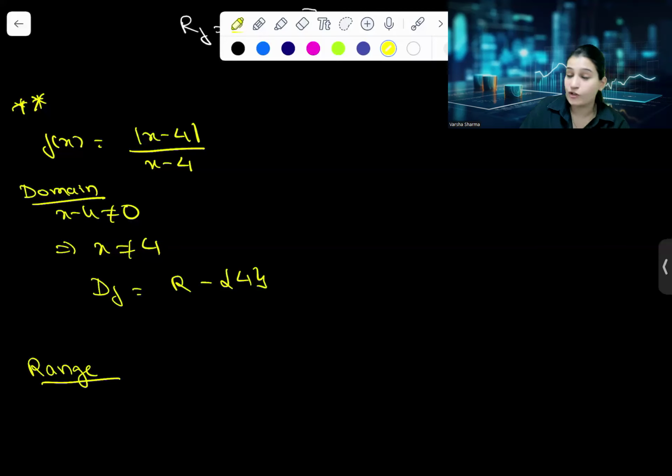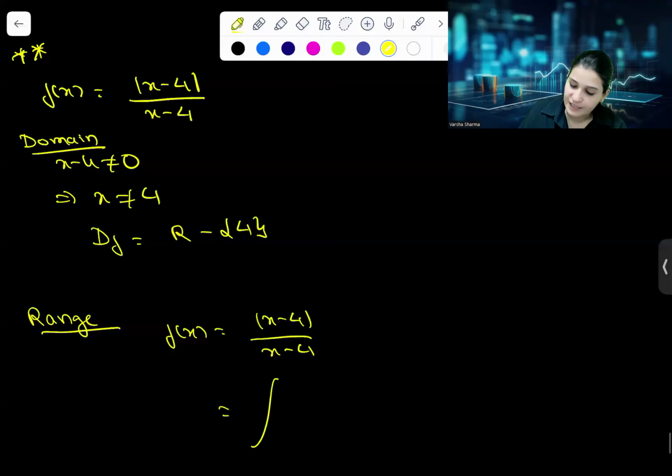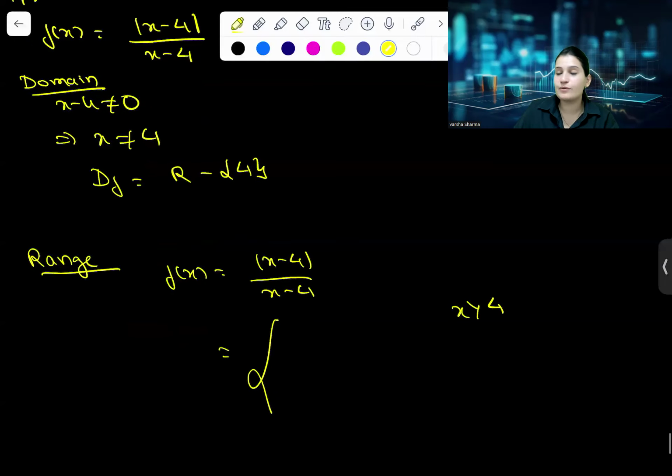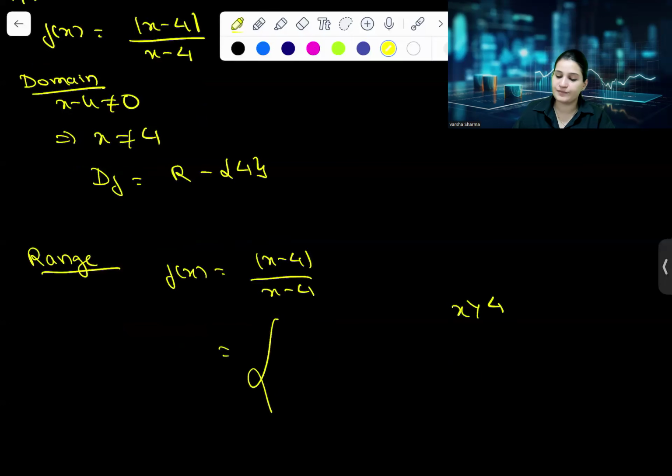See, in modulus, the modulus is only in the numerator now. So if it is mod x minus 4, it will be bifurcated by 4. So my function is mod x minus 4 by x minus 4. If I bifurcate, there will be 3 parts: more than 4, equal to 4, which I can't take this time, and x smaller than 4. Now, this change will only appear in the modulus part.